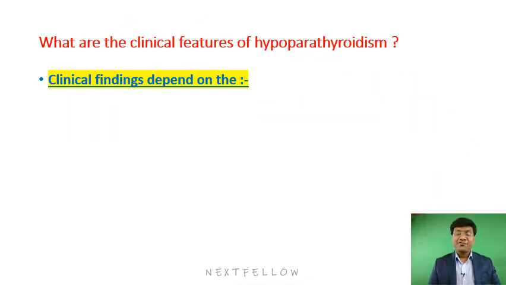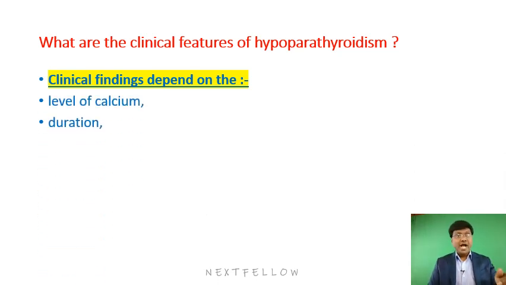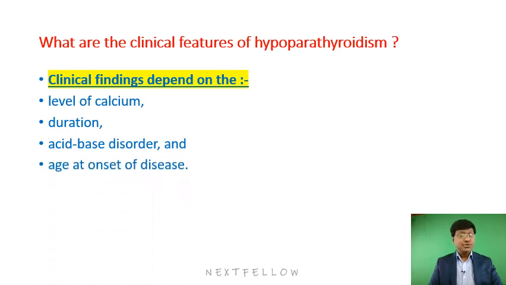Then, followed by that, what will be the clinical manifestations of hypoparathyroidism? See, in patients with hypoparathyroidism, they will develop hypocalcemia. Whenever there is hypocalcemia, you need to know the duration of hypocalcemia, which is also very important, and you need to know the level of the calcium. With severe hypocalcemia you will have different manifestations, and you also need to know the age at the onset of the disease. Now let me discuss accordingly.